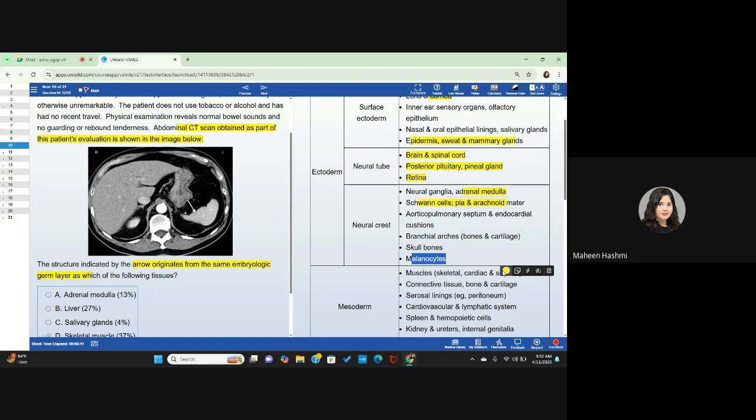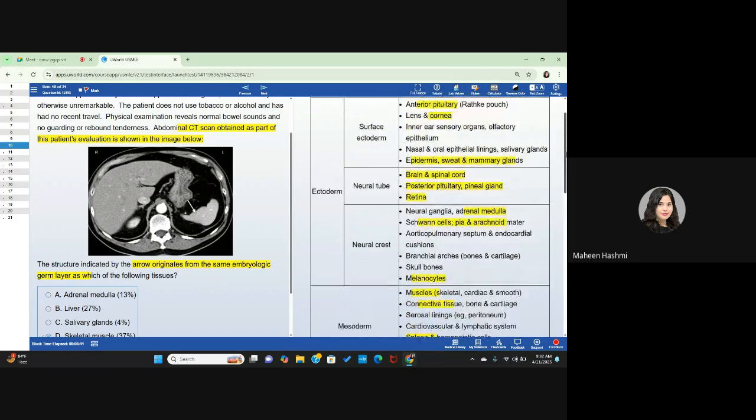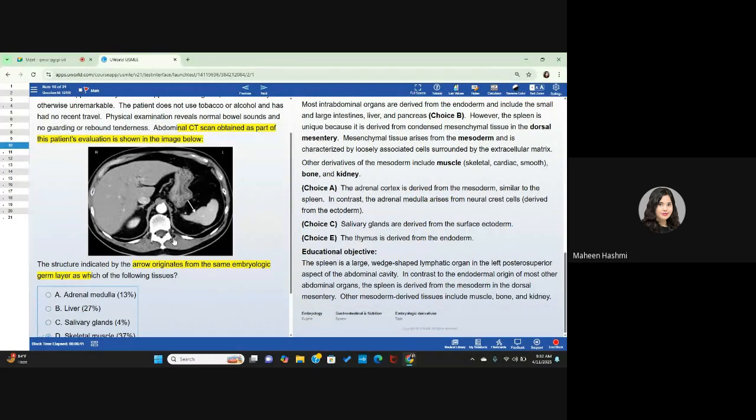Okay, the mesoderm: they ask muscles. Muscles are important. Connective tissue is really important. Another thing they ask is adrenal cortex, and sometimes kidney and spleen. So this is important. For endoderm, they ask about bladder and urethra, thymus, and the GI tract. So just remember the high yield stuff. You don't have to memorize each and everything. It's not that important. If you want, you can skip it as well.